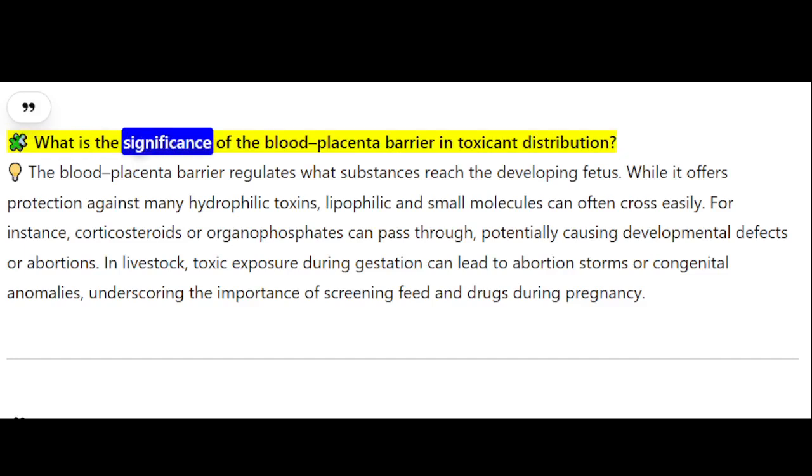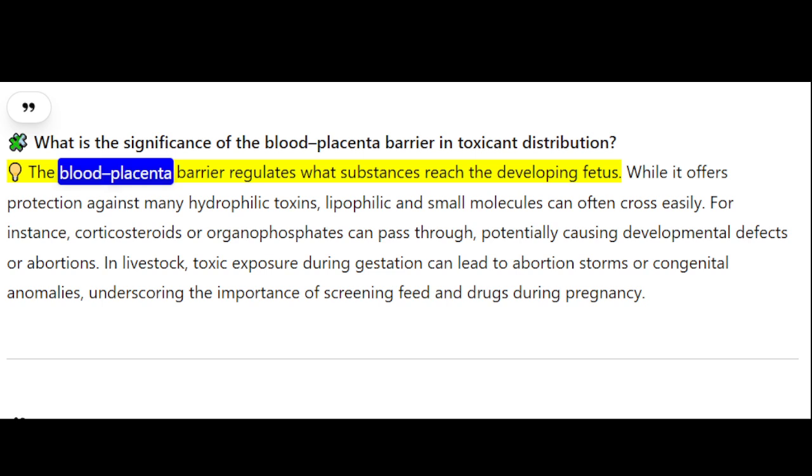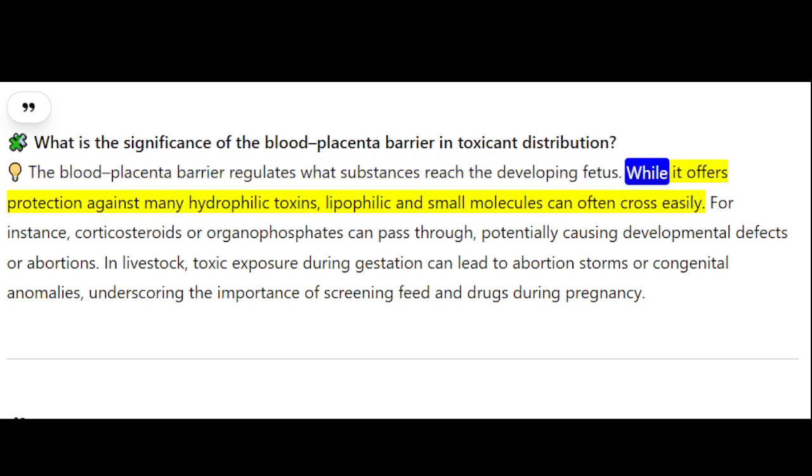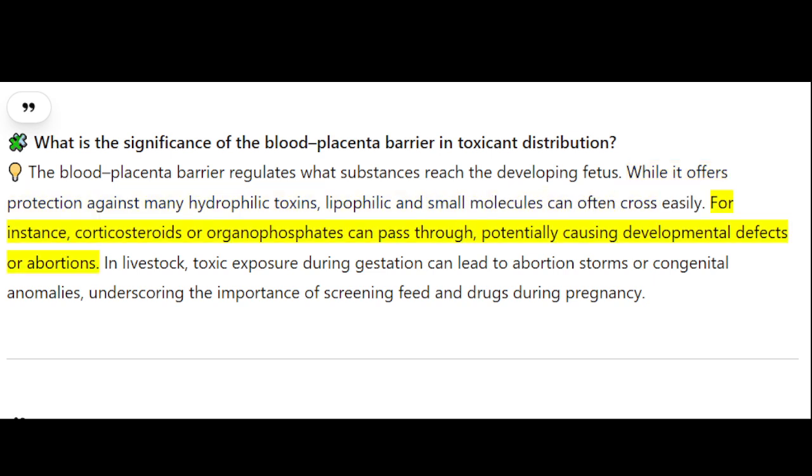What is the significance of the blood-placenta barrier in toxicant distribution? The blood-placenta barrier regulates what substances reach the developing fetus. While it offers protection against many hydrophilic toxins, lipophilic and small molecules can often cross easily. For instance, corticosteroids or organophosphates can pass through, potentially causing developmental defects or abortions.